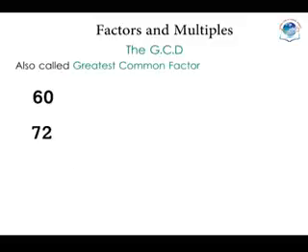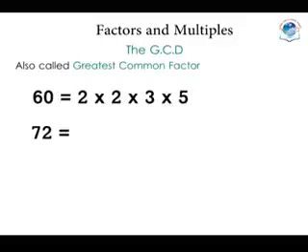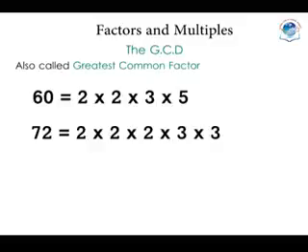When finding the GCD, it is safer to express the numbers as products of their prime factors without the powers, so that 60 will be equal to 2 times 2 times 3 times 5, and 72 will be equal to 2 times 2 times 2 times 3 times 3, so that we can pick the common factors.